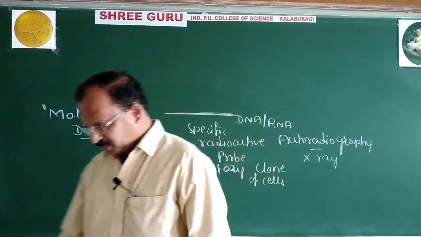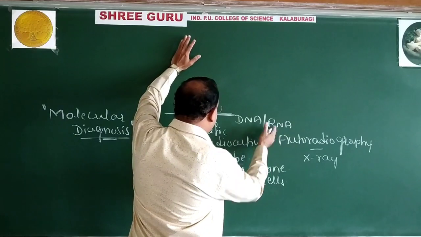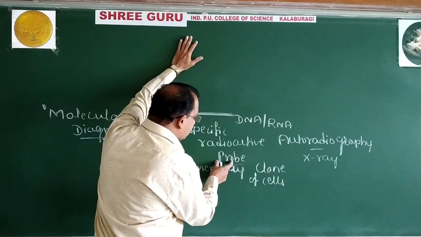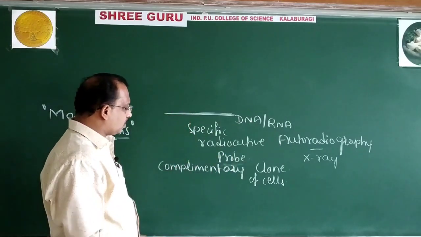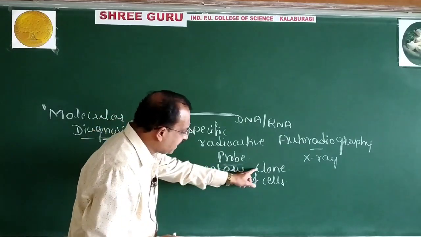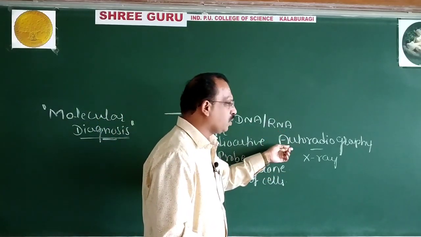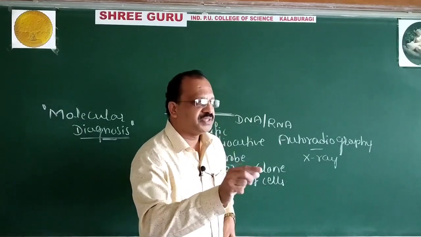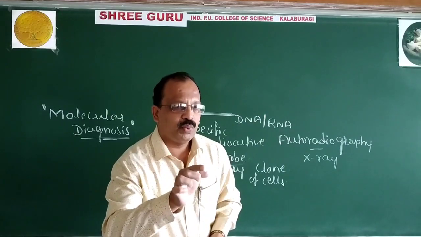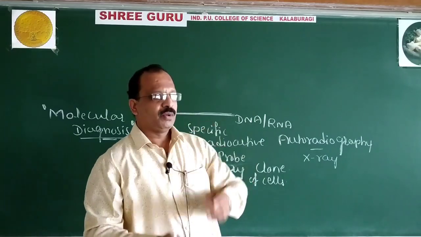Look over, I will repeat the matter once again. A single stranded DNA or RNA is tagged with a specific radioactive probe. Followed by that, it is allowed to hybridize to its complementary strand in a clone of cells. Followed by that, it is detected by using autoradiography. Generally, the mutated gene will not appear in the photographic film because we don't have a probe that will bind to the mutated gene.